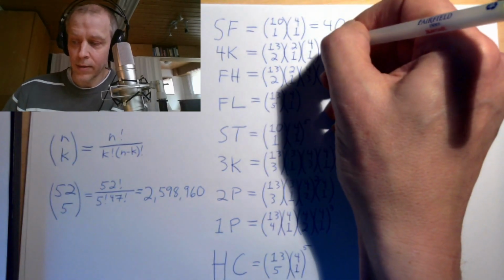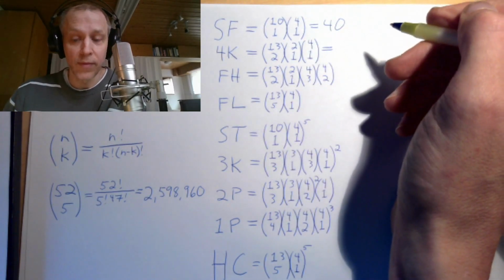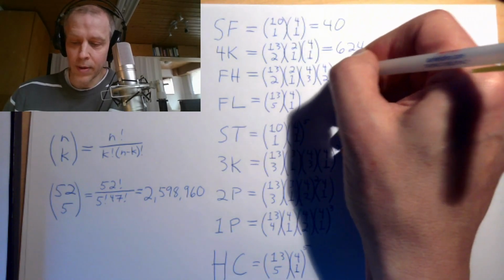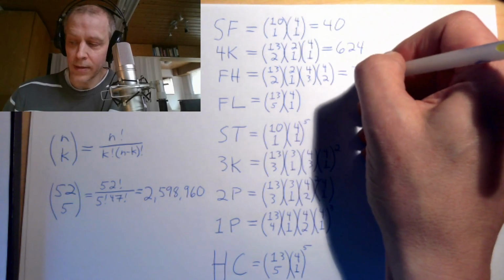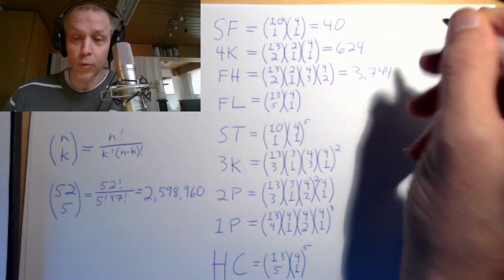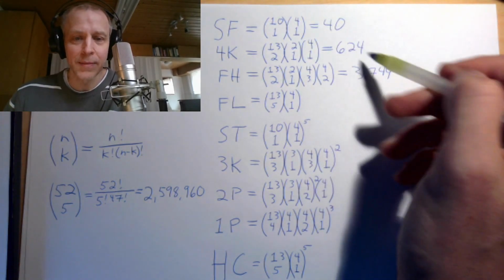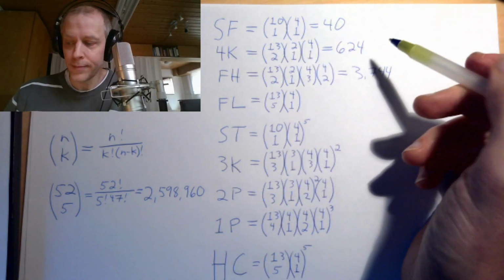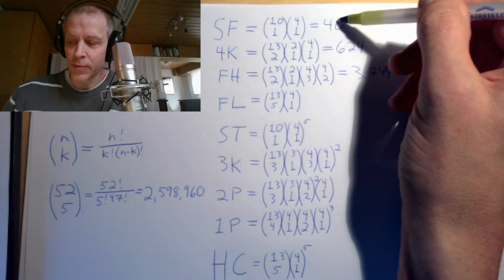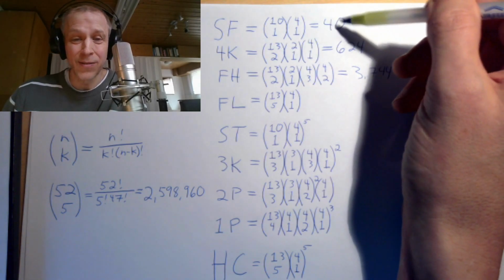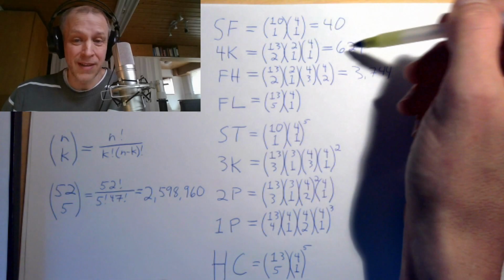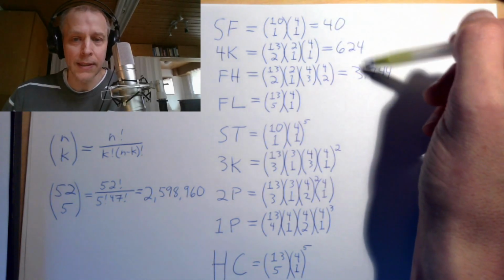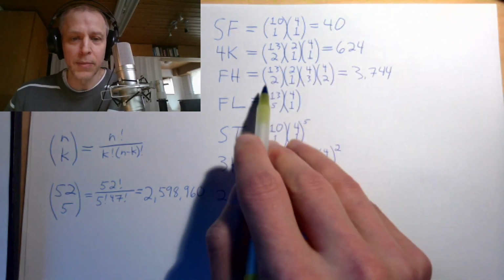So it turns out that the number of 4 of a kind are 624, and the number of full houses is 3,744, which works out to exactly 6 times as many as for the 4 of a kind. So from a straight flush up to a 4 of a kind, this is like 15 and a half times as likely as that, and this is 6 times as likely as that. So let's build our full house.